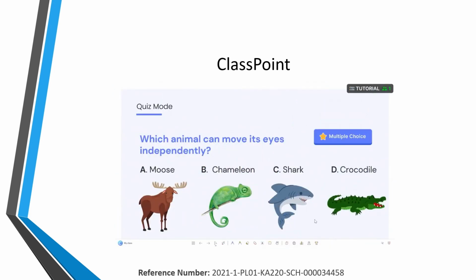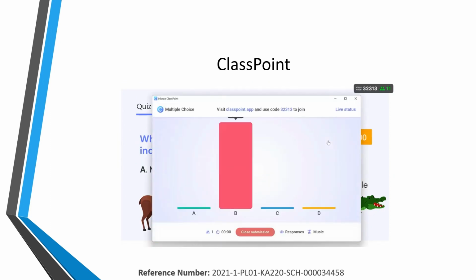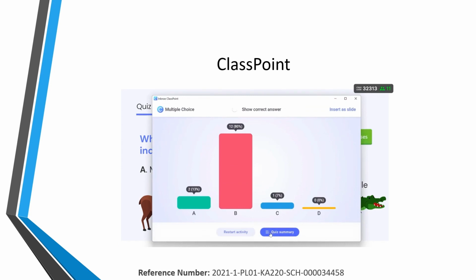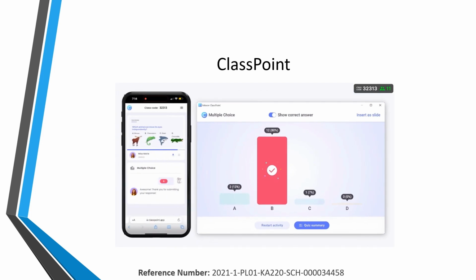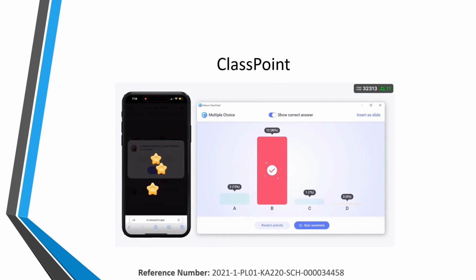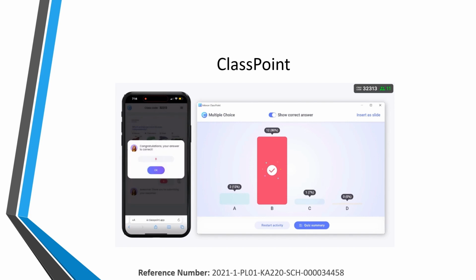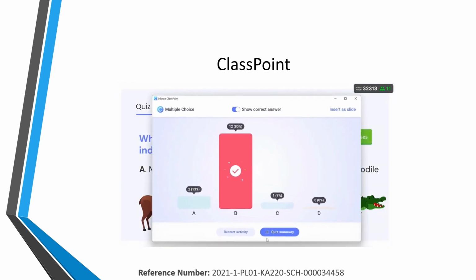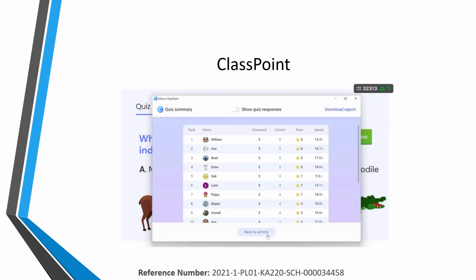Once in presentation mode, click the button to begin receiving responses. When you close the submission, the correct answer will be revealed and participants are automatically awarded their stars. On their device, they will see if they got the question correct, the number of stars earned, and the correct answers. As a quiz mode question, we can look at the quiz summary to show the participants' rankings, which is based on correctness and speed.